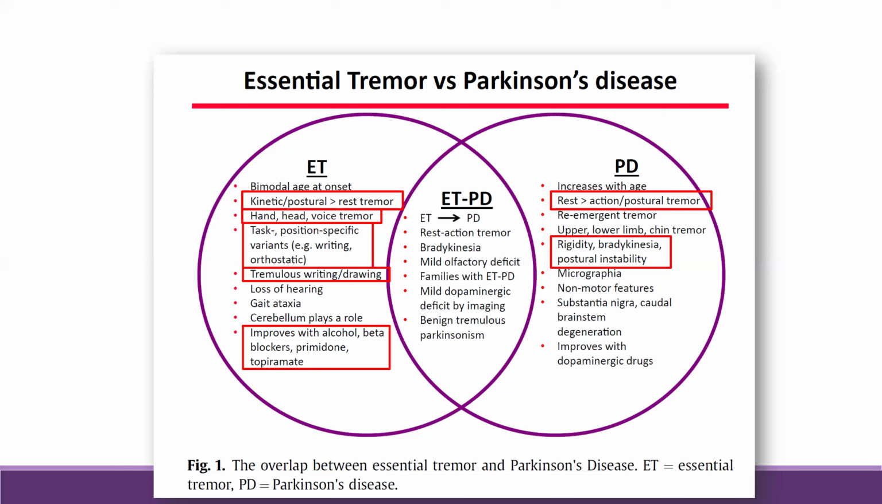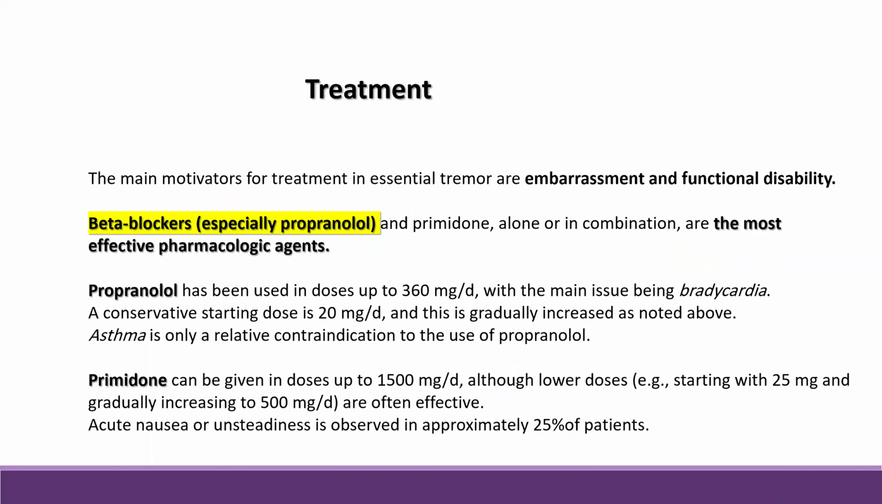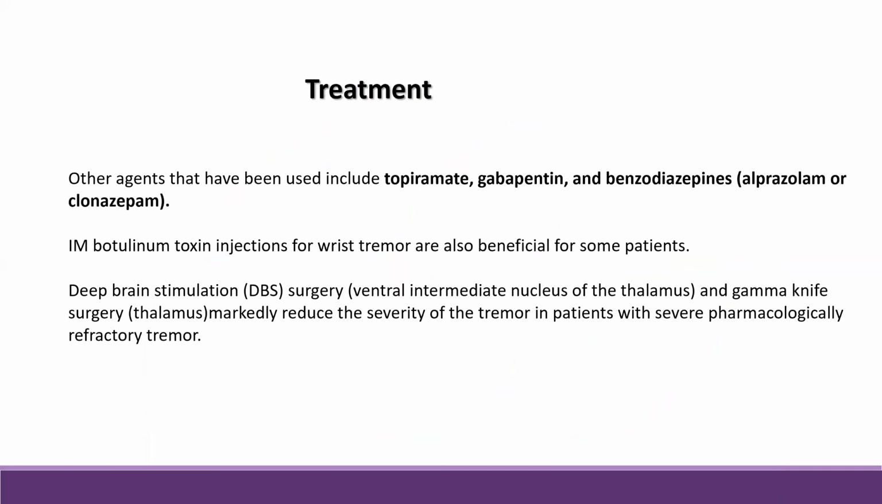In essential tremor, it improves with alcohol, beta blockers, primidone, and topiramate. In Parkinson's disease, it improves with dopaminergic drugs. So the treatment, as I mentioned before, is beta blockers, propranolol, and primidone can also be helpful. Others like topiramate, gabapentin, and benzos can also be helpful.